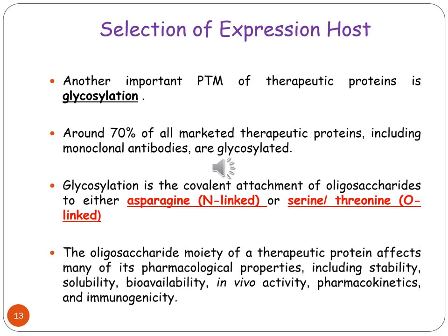Why is glycosylation important? It says here they affect many of its pharmacological properties, including stability, solubility, bioavailability, in vivo activity, even pharmacokinetics and immunogenicity. So we cannot ignore this element of the structure. We have to have the glycosylation if the endogenous protein is glycosylated.